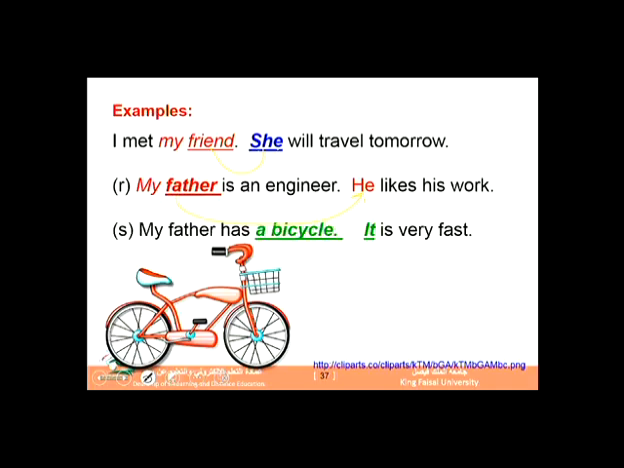My father has a bicycle. Bicycle is a noun. The pronoun it refers back to this noun. So when you say, it is very fast, what does it mean? It has the meaning of the bicycle because it is a pronoun that refers back to the bicycle. So the bicycle is very fast.